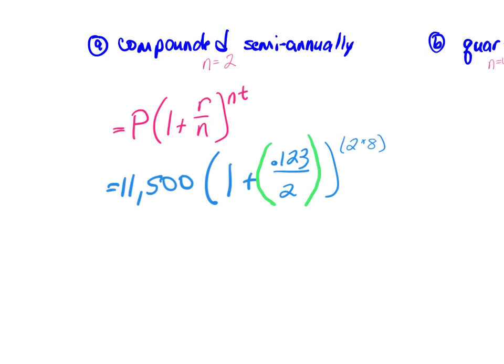11,500, parenthesis, 1 plus, parenthesis, 0.123 divided by 2. Close that parenthesis, then you have to close the other one. When you do your exponent, do you notice I put 2 times 8 in what? Parentheses. Could you just write 16? Yeah, same thing. But you have to put stuff in parentheses or else you'll tell me, I got an error. It doesn't work. It works. You just have to work.